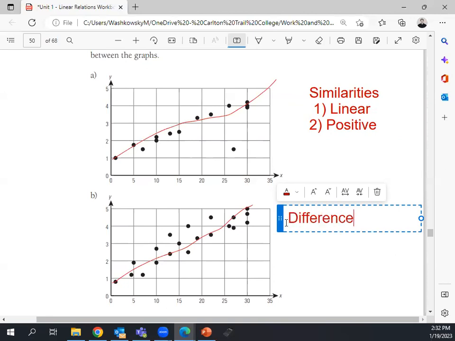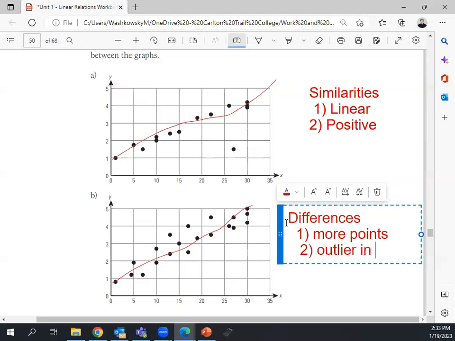So I want to go into our differences though. What's different about these two charts? Yeah. So there's more points. That's one thing. There is an outlier in A, but it doesn't seem like there's an outlier in B. There's another one as well that no one said yet. Kim, you were almost there.